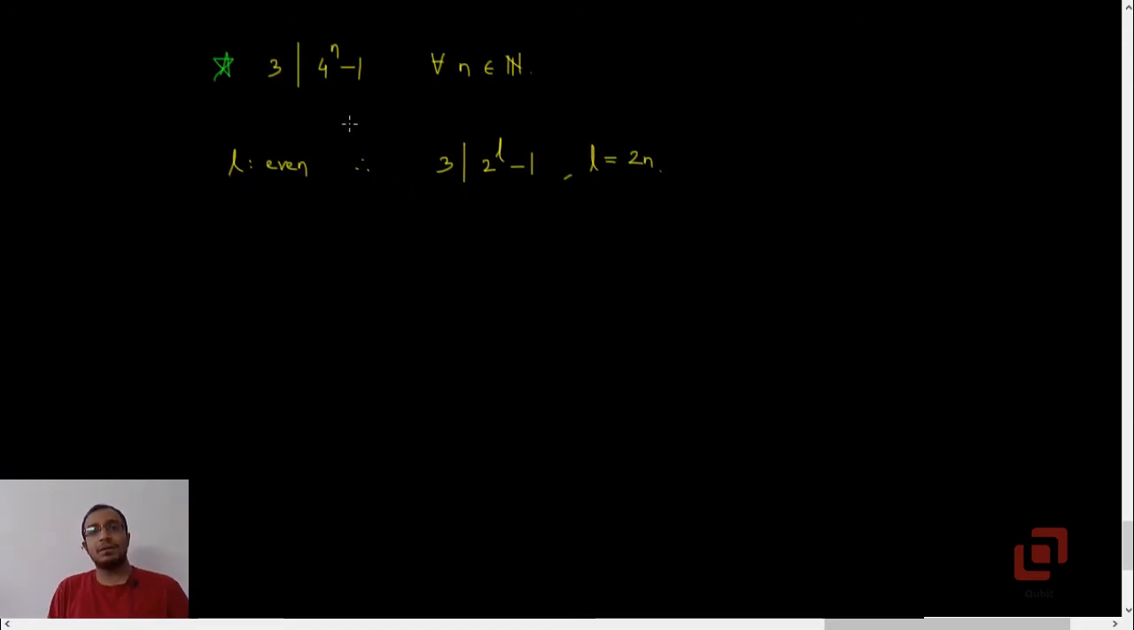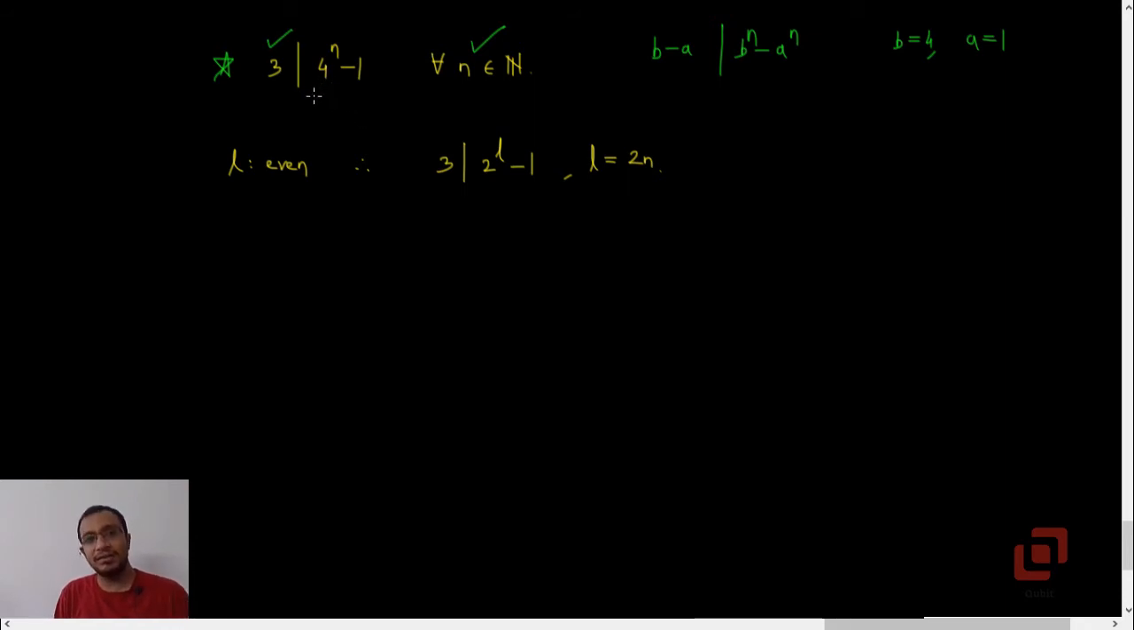We first start with a statement which is always true, that 3 always divides 4 raised to n minus 1 for any natural number n. Now why is this true? We know that b raised to n minus a raised to n is always divisible by b minus a, and hence if we let b be 4 and a be 1, then 4 raised to n minus 1 will always be divisible by 3. You can prove this result by mathematical induction.